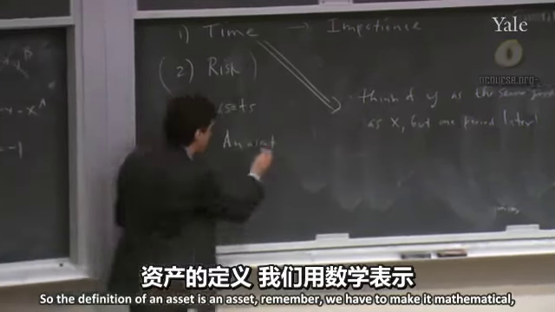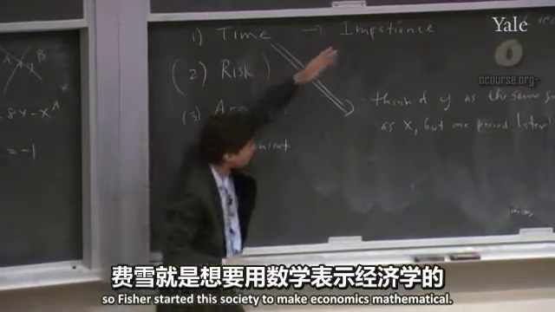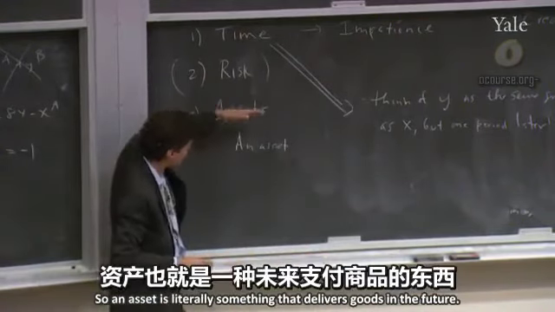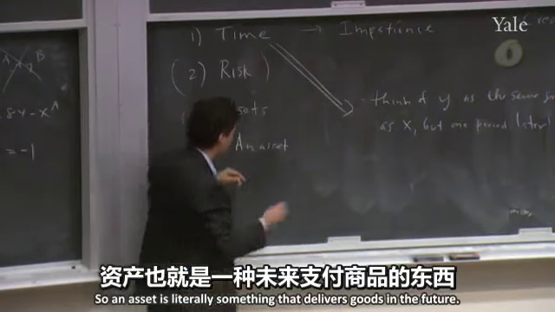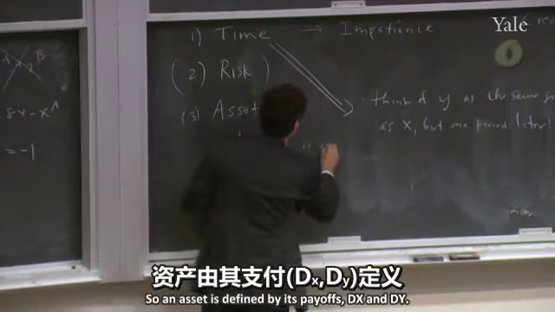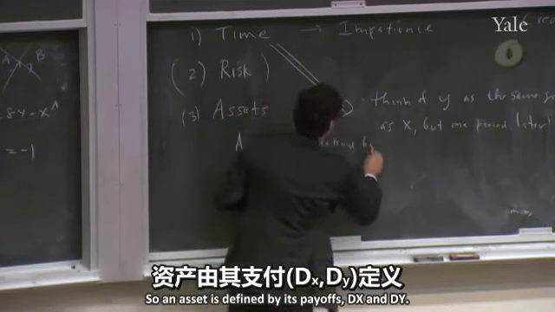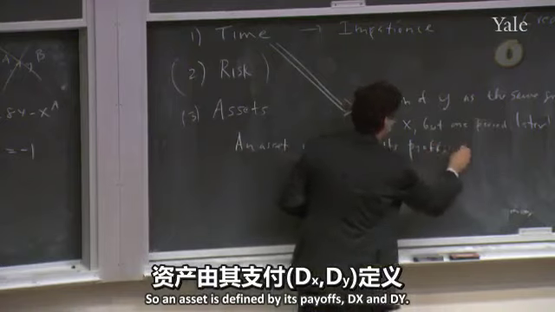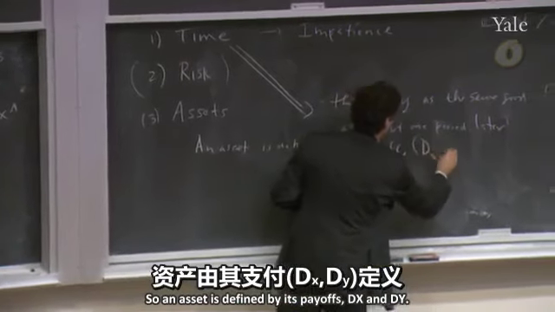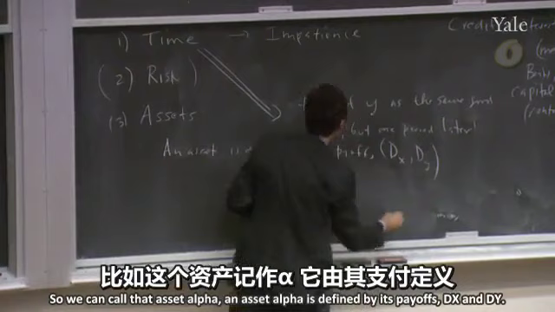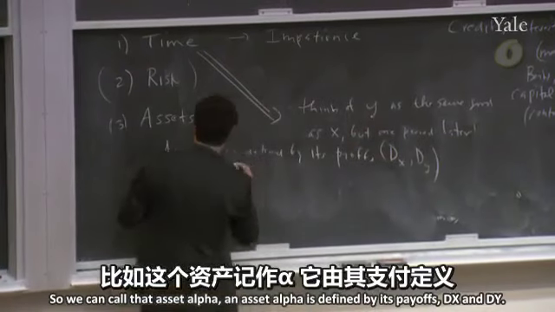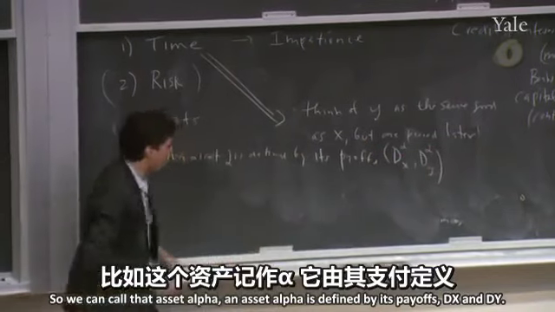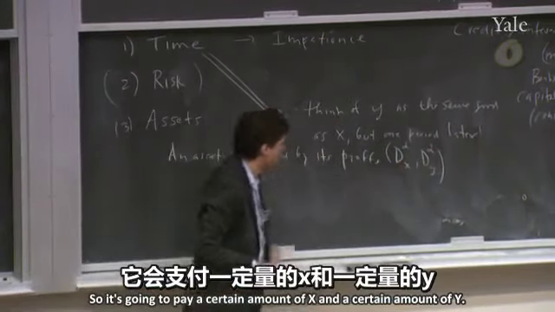Remember, we have to make it mathematical. So the whole reason Fisher started the society was to make economics mathematical. So an asset is literally something that delivers goods in the future. So an asset is defined by its payoffs, dx and dy. So we could call that asset alpha. An asset alpha is defined by its payoffs, dx and dy. So it's going to pay a certain amount of x and a certain amount of y.